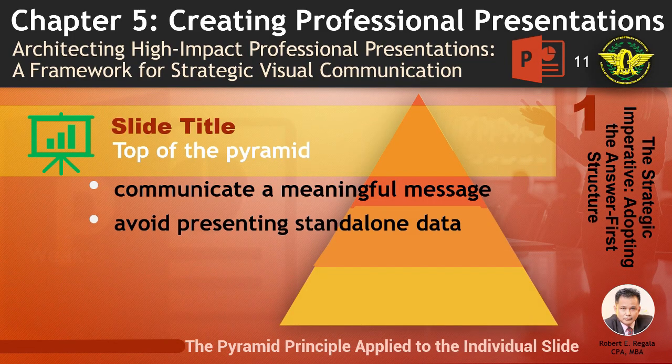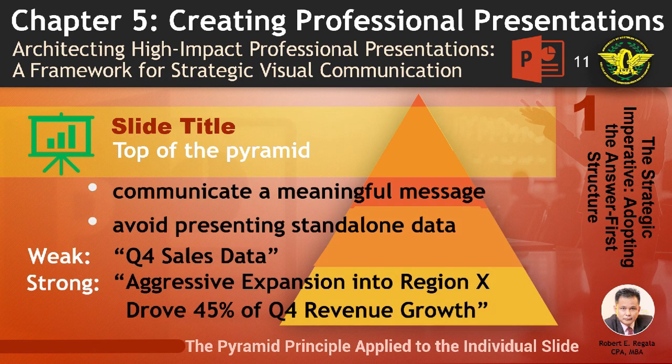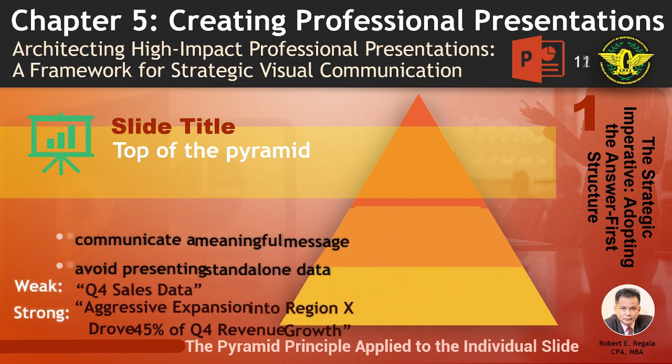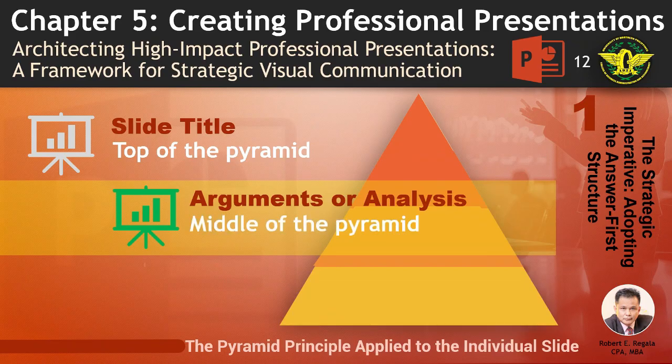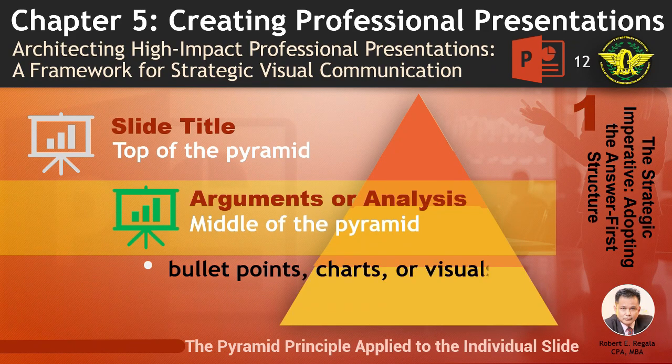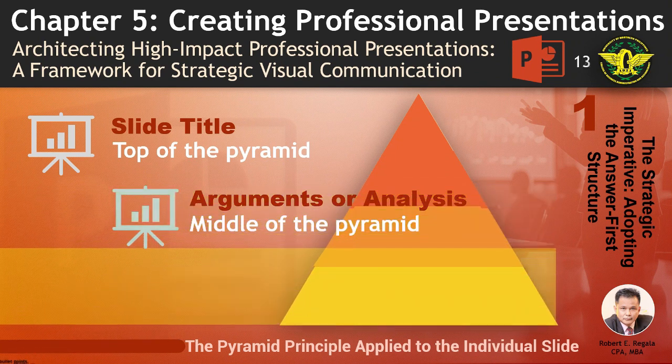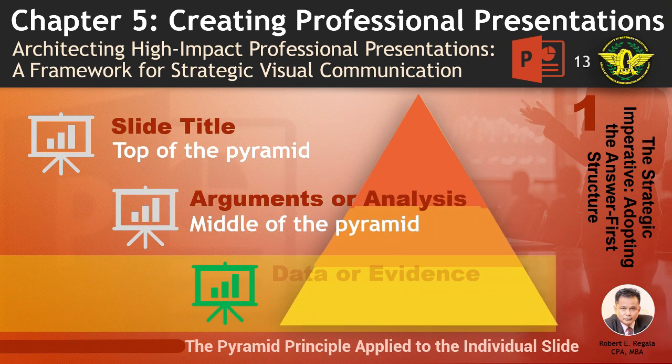For example, a weak title might read "Q4 sales data," whereas a strong, Minto-compliant title would state, "Aggressive expansion into Region X drove 45% of Q4 revenue growth." Following the title, the middle of the slide, comprising bullet points, charts, or visuals, presents the key arguments or analysis. These arguments are then supported by the foundational data or evidence, often placed at the base of the visual hierarchy.